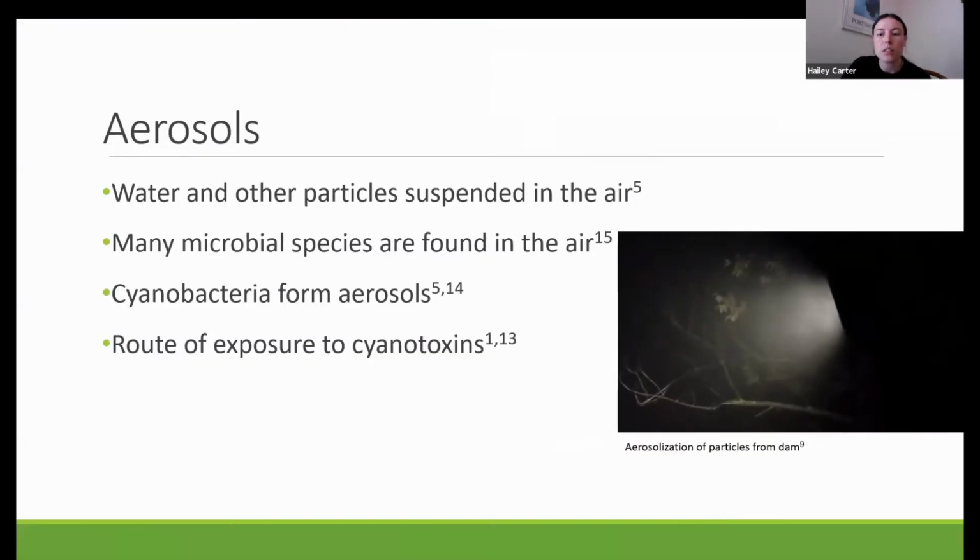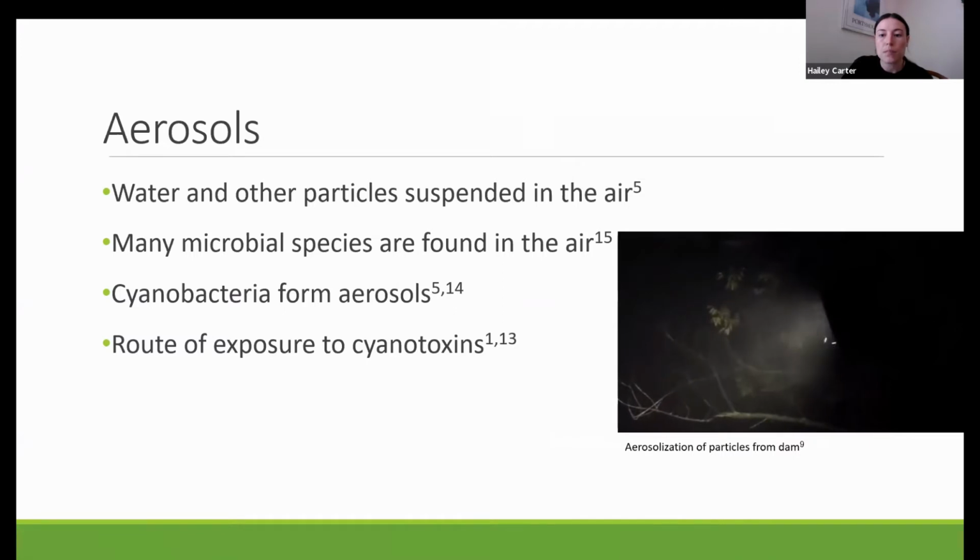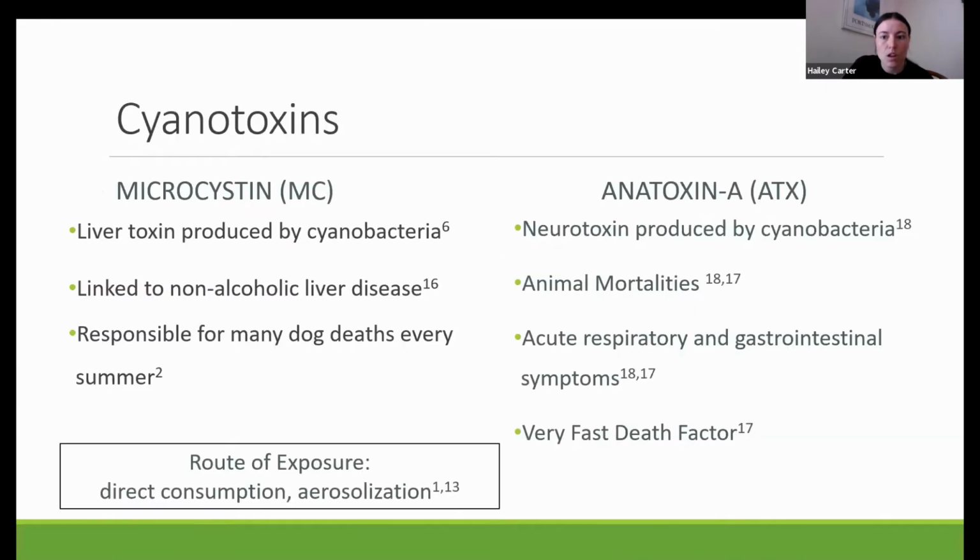So my study mainly focused on looking at the aerosolization of cyanobacteria and monitoring that aerosolization through toxin levels. And aerosols were my main focus because they are an important and relatively unexplored route of exposure to a variety of different cyanotoxins. One of the cyanotoxins that I had originally focused on was microcystin, or MC, which is a liver toxin. However, today I'm going to focus on anatoxin, which is a neurotoxin that's also produced by cyanobacteria.